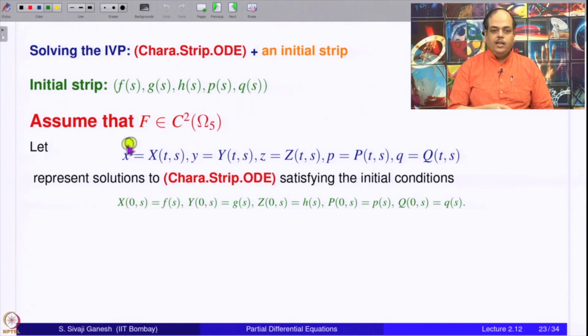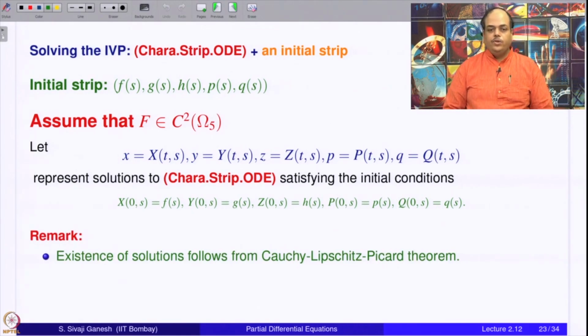That means if you look at the trajectory of the solutions, the first 3 coordinates at t equal to 0 pass through the point f(s), g(s), h(s) on the datum curve, and the remaining 2 are supposed to give you the components of the normal at that point. That is why it is a strip.